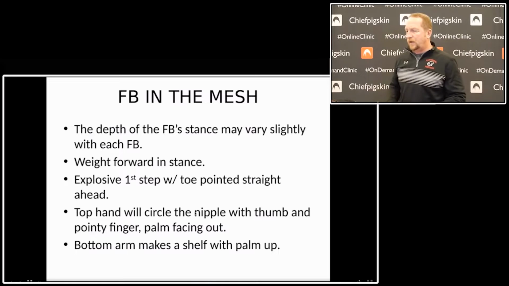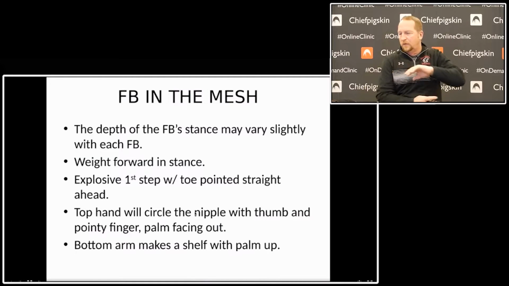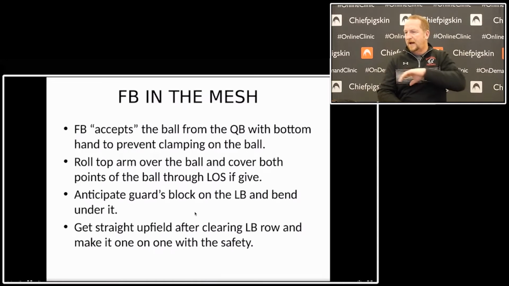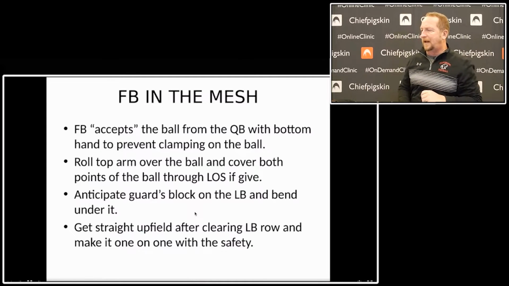The other thing that's going to be important is as he's making his pocket. So if we're going midline to the right, his top hand, we want him to circle his nipple with his thumb under his pointing finger over to the top, palm out, and that's going to prevent him from clamping down on the ball as he's going through the mesh. Bottom hand is going to make a shelf. We want the palm up, and as the ball's inserted, he's going to accept the ball with the bottom hand from the quarterback. And that's going to prevent him from clamping down on the ball.